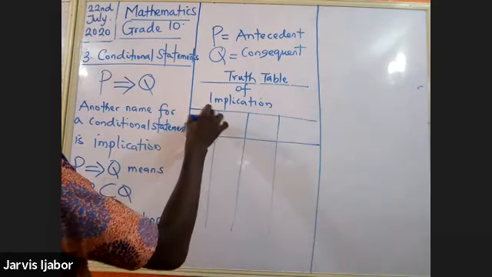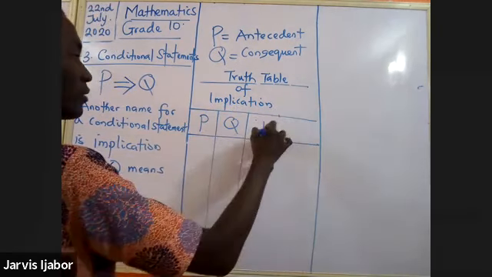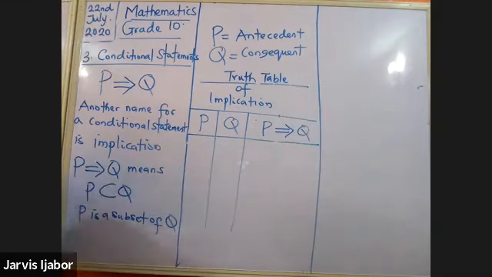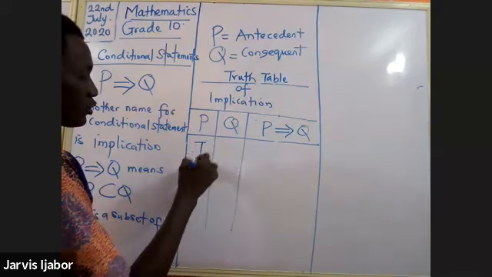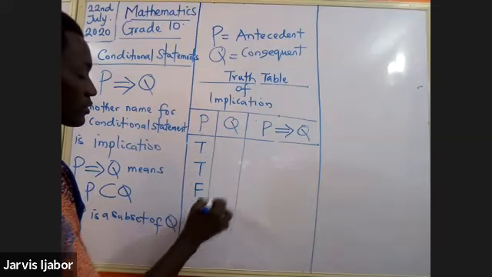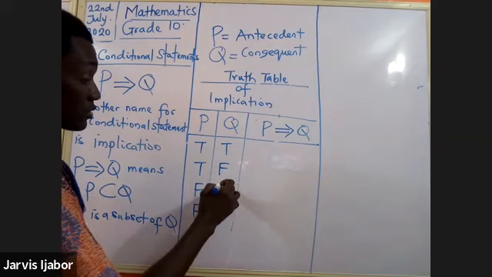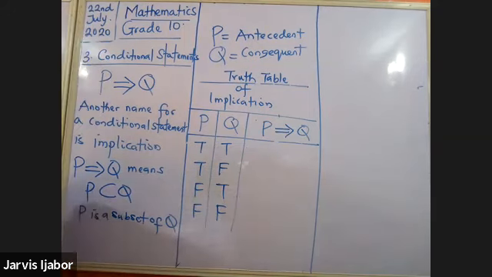So you have P, you have Q, you have P implies Q. So let's look at how that one works out. Now, true, true, false, false, true, false, true, false. Now, how does implication work there?